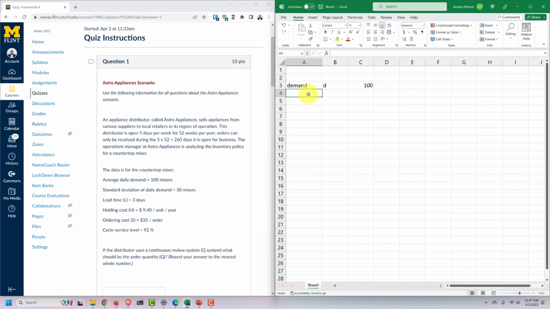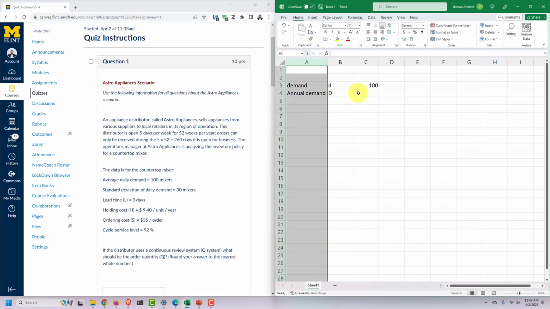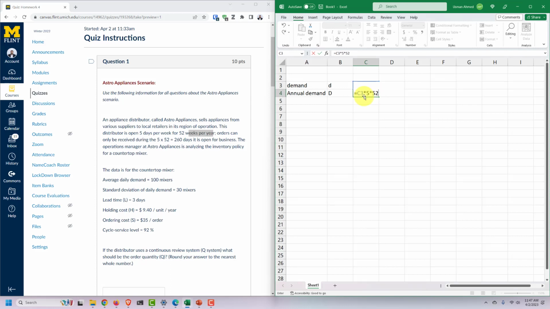Okay, we can convert it to annual demand. Annual demand is big D. And that is going to be, we are open for 260 days a year, which is 5 days per week times 52 weeks per year. Just multiply the daily demand by that. So this demand for 5 days a week times 52 weeks, we get 26,000 units. This is all in units of that appliance.